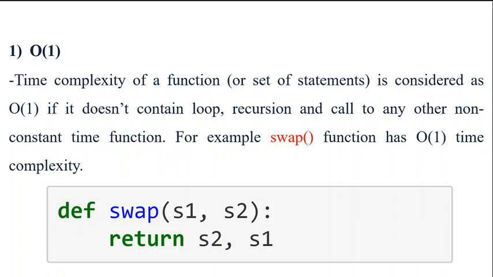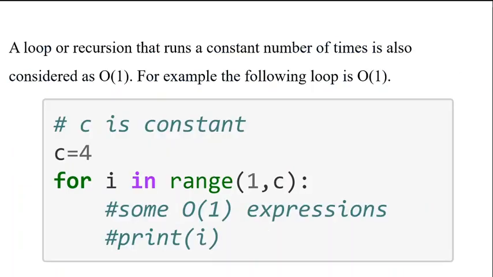It's constant, as you can see, where we have declared a function with two parameters, and then we have returned the two arguments, s2 and s1. And a loop or recursion that runs a constant number of times is also considered as big O of 1.